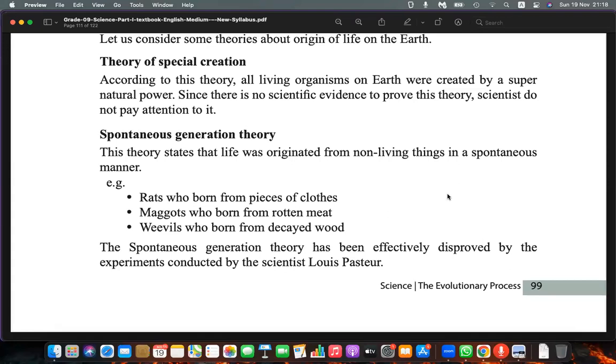Here, rats were born from fleas of the clothes, and maggots were born from rotten meat.